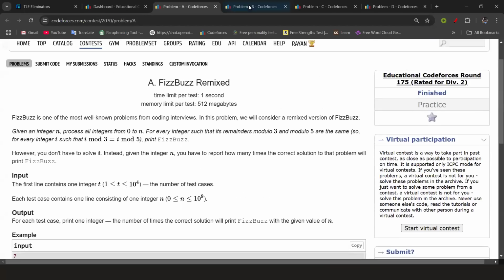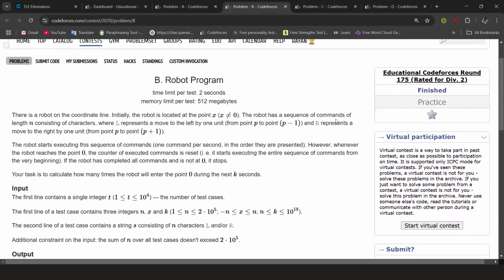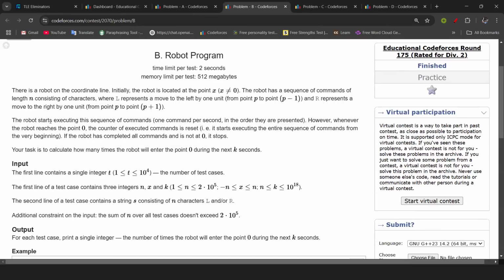Okay, so for problem B, what is given? There is a robot on the coordinate line. Initially, the robot is located at the point X. The robot has a sequence of commands of length n consisting of characters where L represents a move to the left by 1 unit. So if you are at P, you move to the left and move to P minus 1. R represents move to the right. So if you are at P, you move to P plus 1. Okay. The robot starts executing this sequence of commands.